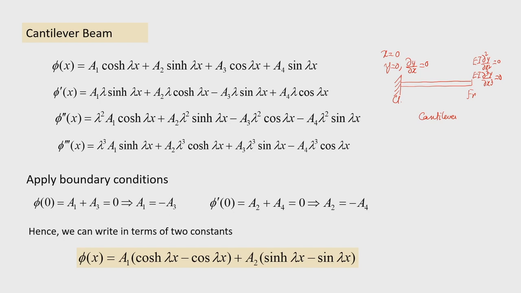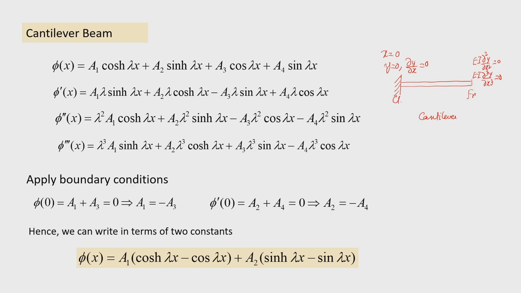Utilizing the zero slope condition at the fixed end, we get here, because lambda will be cancelled from both sides, if I make this equation equal to 0 at x is equal to 0. So we are getting a2 plus a4 equal to 0. So a2 is equal to minus a4. So these two conditions we have got.